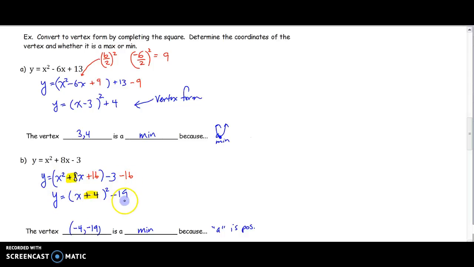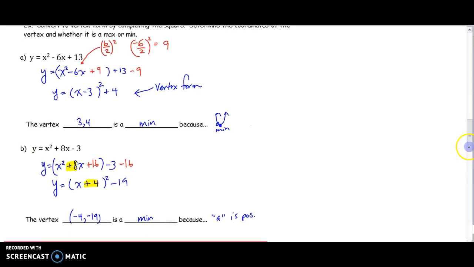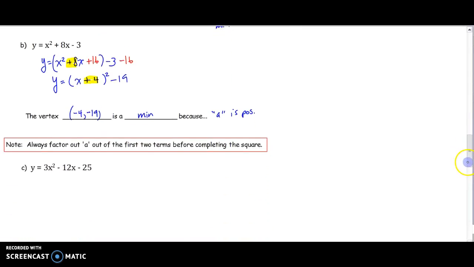And I've now completed the square. I know x plus 4, meaning -4, is my vertex. -4 is x, and -4 produces -19. It's another minimum because a is positive. So -19 is my minimum of this quadratic function. All right?